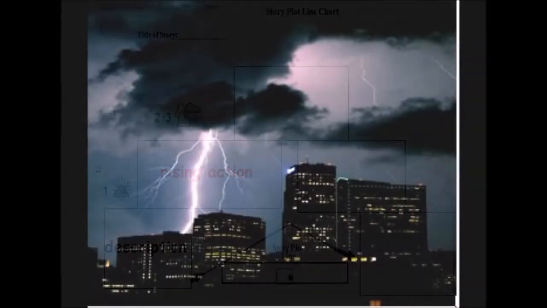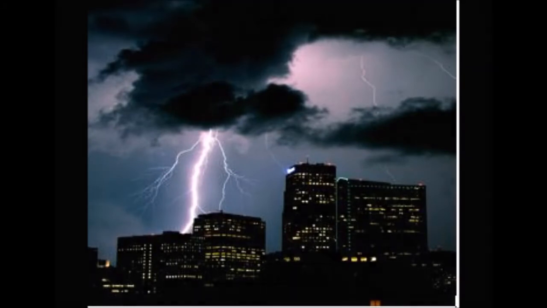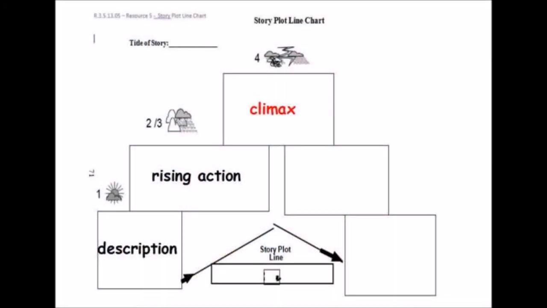The next part of the thunderstorm is, you guessed it, thunder, and with thunder comes lightning. This crazy part of the plot is called the climax. The climax is where the problem is the strongest. The reader is unsure of how everything will turn out. This is the most intense part.